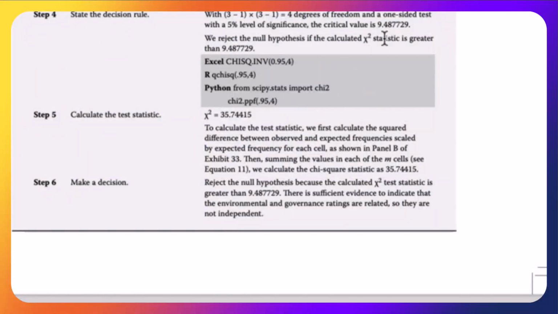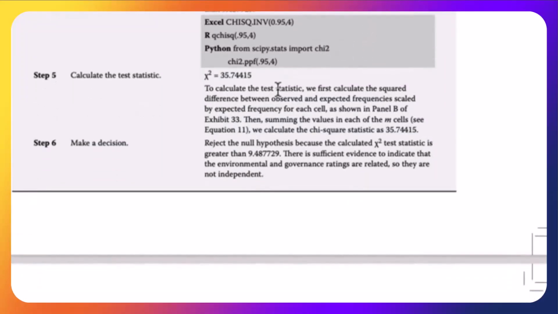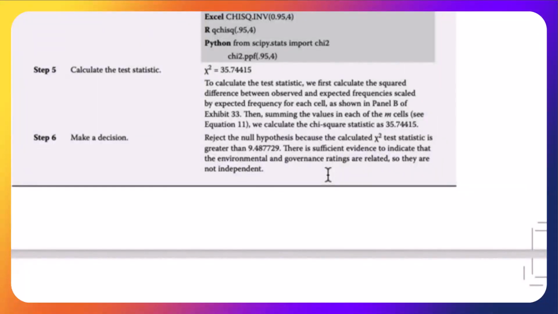We're going to reject the null. These categories are not independent. Reject the null hypothesis because the calculated chi-square test statistic is greater than 9.48. There is sufficient evidence to indicate that the environmental and governance ratings are related, so they are not independent.